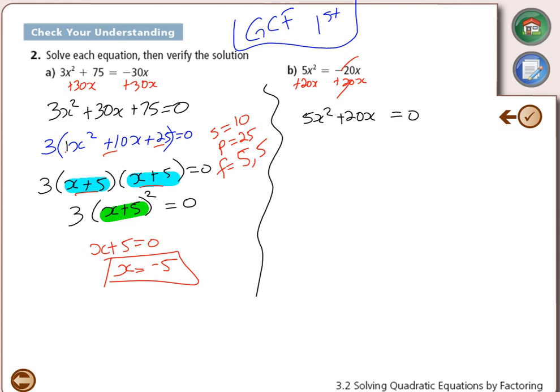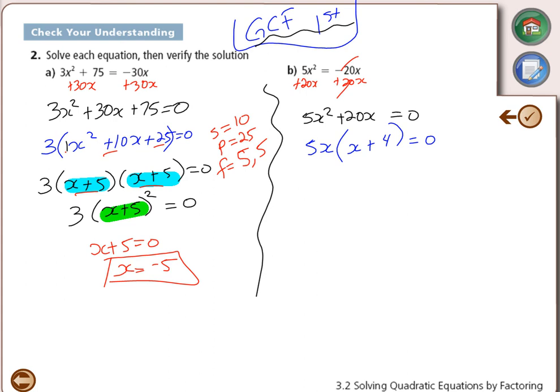GCF first. Is there a GCF between these? Sure is. I can pull out a 5x. Let's do it. 5x leaves me with x plus 4. Hey, whoa. I don't have a quadratic any longer to factor. By doing this, I actually factored it straight up. I didn't have to use the sum product factoring. Yay for that one. But how do I deal with it from here?